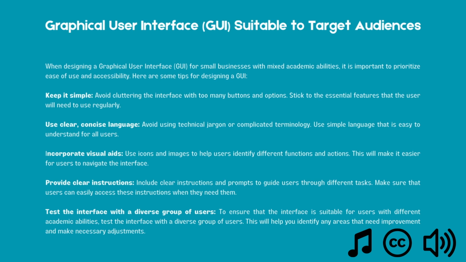Use clear, concise language. Avoid using technical jargon or complicated terminology. Use simple language that is easy to understand for all users. Incorporate visual aids. Use icons and images to help users identify different functions and actions. This will make it easier for users to navigate the interface. Provide clear instructions. Include clear instructions and prompts to guide users through different tasks. Make sure that users can easily access these instructions when they need them.